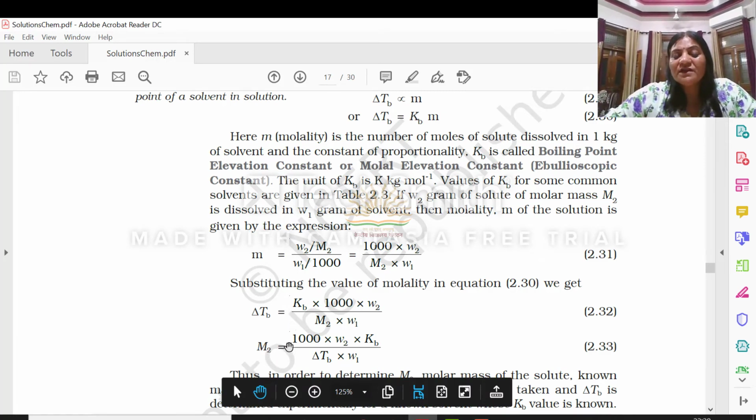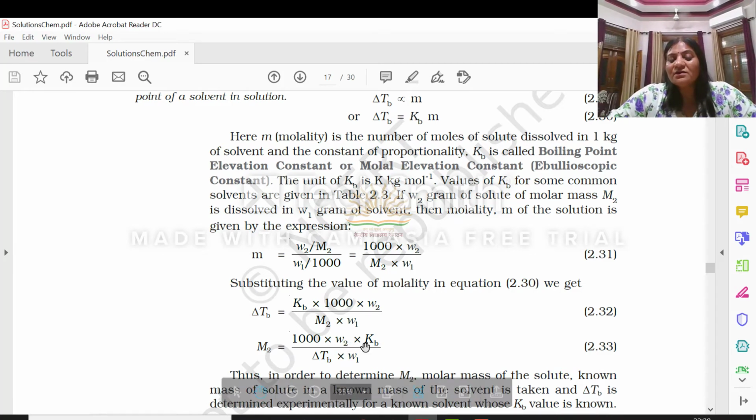Suppose we have to calculate the molar mass of the non-volatile solute, then it will be equal to 1000 into W2. What is W2 here? The weight of the non-volatile solute, into Kb, the molal boiling point elevation constant, divided by delta Tb, the elevation in boiling point, into W1, the mass of the solvent. This is the mass of the non-volatile solute, and this is the molar mass of the non-volatile solute.